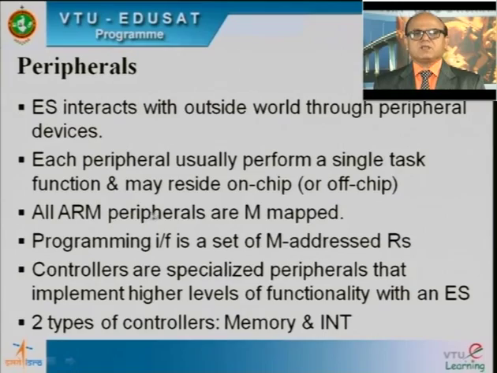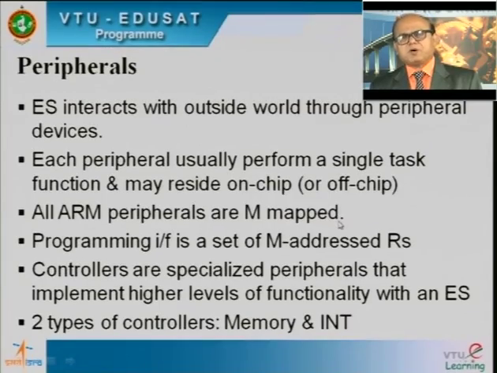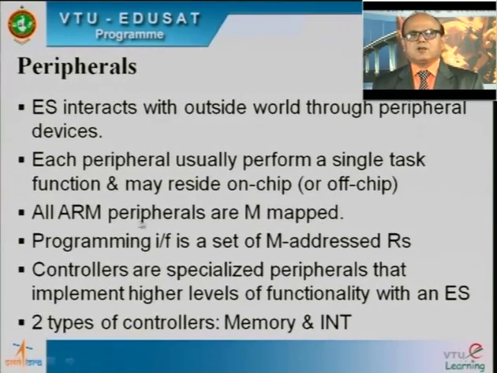And all ARM peripherals are memory mapped. That means the addresses of the peripherals are mapped onto the address map of the memory itself. That's why we call them memory mapped peripherals or memory mapped devices. So the devices will not have a separate address space, rather they are mapped within the address space of the memory itself. That is one of the characteristics of ARM peripherals.